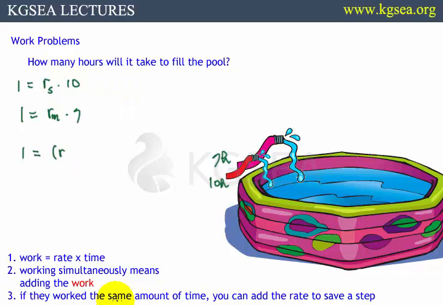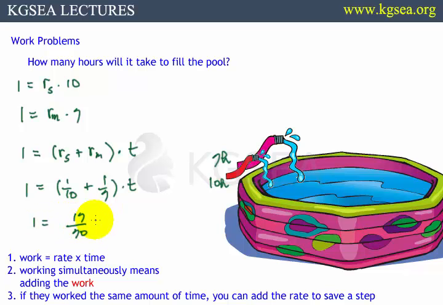If you work the same amount of time, you can add the rates. So their combined rate times time equals 1. How long is that? Let's substitute. R sub S is 1/10, and R sub M is 1/7, times T. For our sanity, let's do a common denominator. So how long would it take? 70/17 hours.